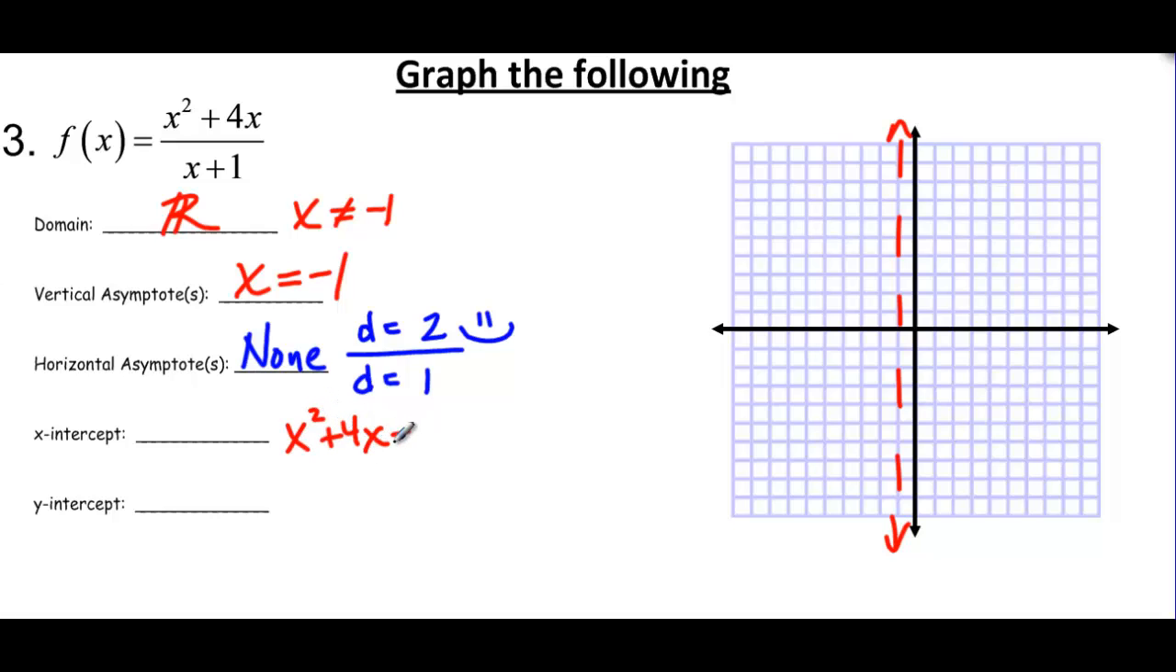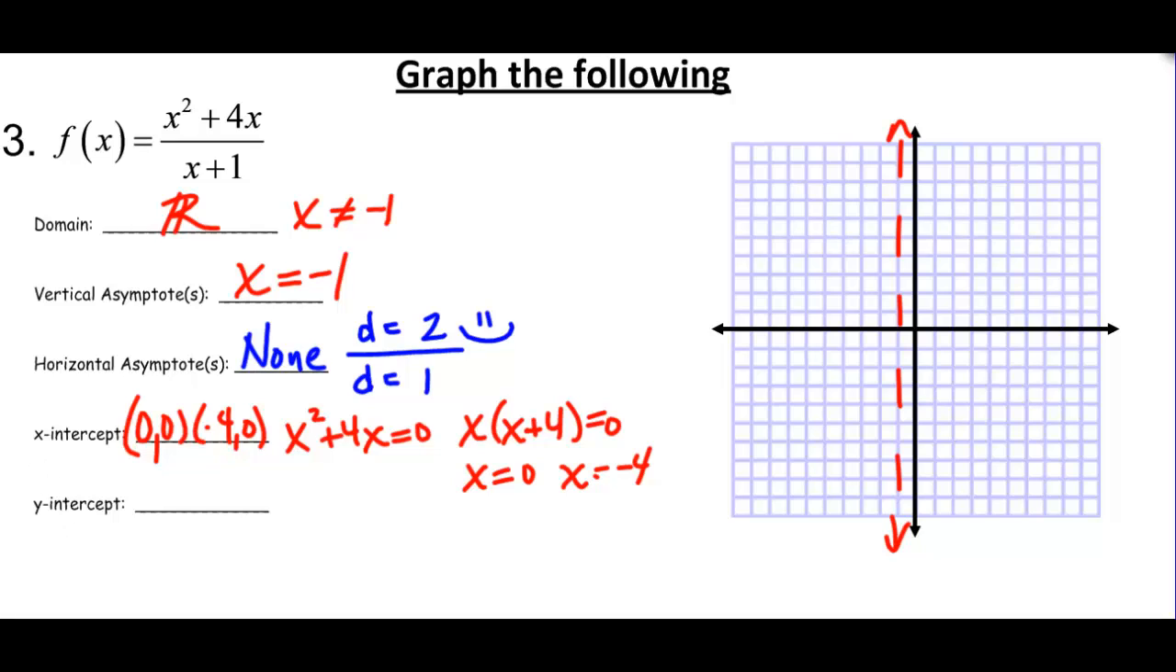So now finding our x-intercepts, remember you can just set the numerator equal to 0 and solve for x. So hopefully you know there's a GCF of an x, so I'm going to get x times (x plus 4) equals 0, which means x equals 0, or x equals negative 4. So I'm going to get (0, 0) as one x-intercept, (negative 4, 0) as the other.